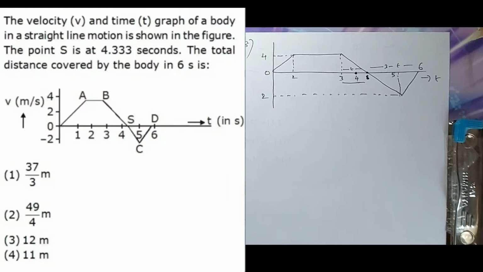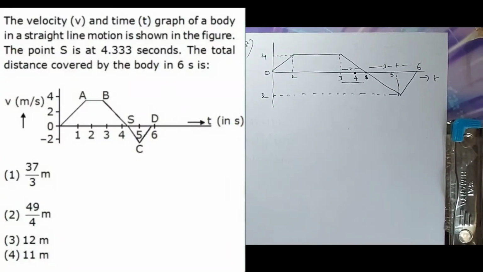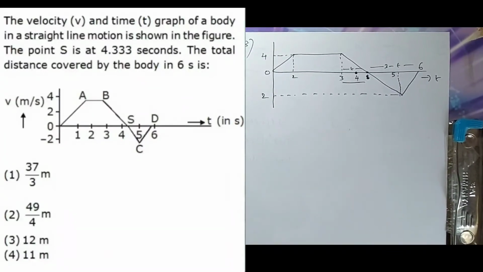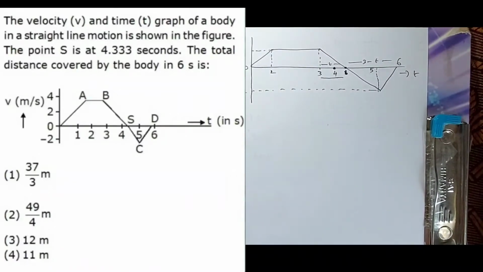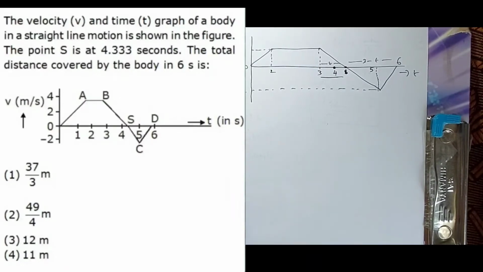So now let us discuss another question. Here there is a graph between velocity and time. The velocity and time graph of a body in straight line motion is shown in the figure. The figure S is at 4.33 seconds. The total distance covered by the body in 6 seconds. They ask total distance covered by the body.